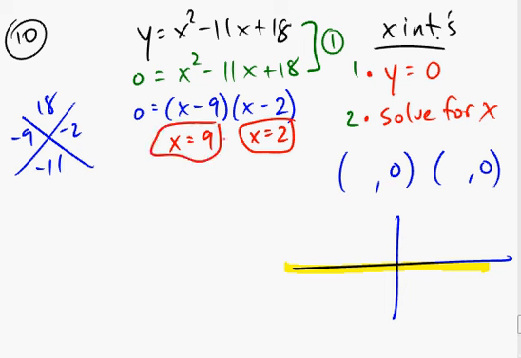Okay, so you solve this, you get 9 and 2, which means the x-intercepts are 9, 0, and 2, 0. Like that. That is B. Okay? Any questions?